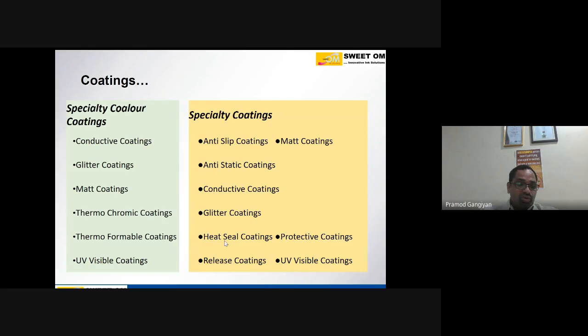And there is UV visible coatings, right? We have already discussed what UV coatings are. So this again can be transparent and can be colored.